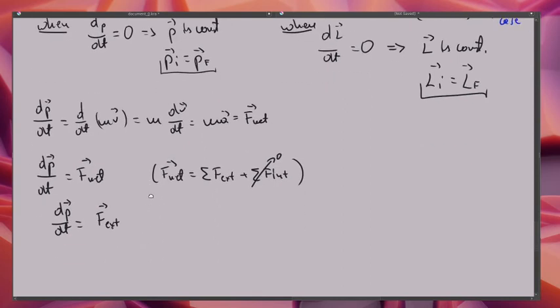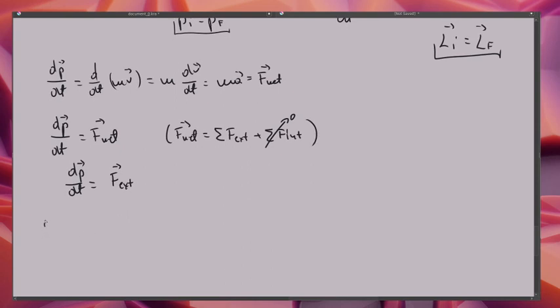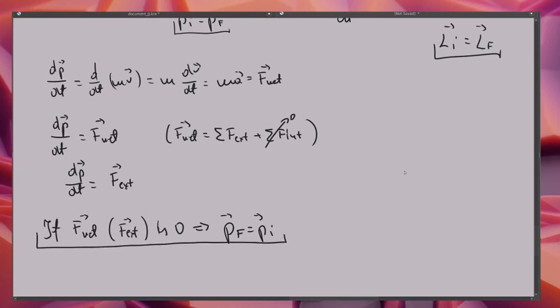I'm just going to put external force, but it's really the sum of all of the external forces. In other words, if F net, or in parentheses just F external, is 0, then I get conservation of linear momentum. Pf equals Pi, and this is the statement of the law of the conservation of linear momentum.